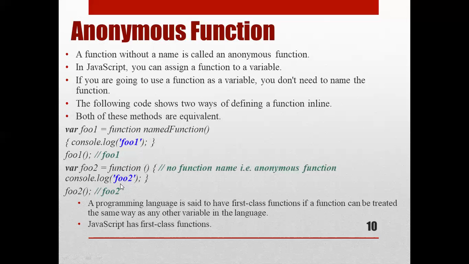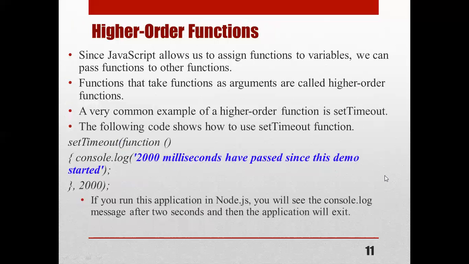So this is the example with a named function and without a name, that is, an anonymous function. Here we have seen that a variable acts as a function, that means function as a variable. A programming language is said to have first class functions if a function can be treated the same way as any other variable in the language. Here that variable acts as a function, like a function call; we call that variable because it consists of that function. So JavaScript has first class functions.